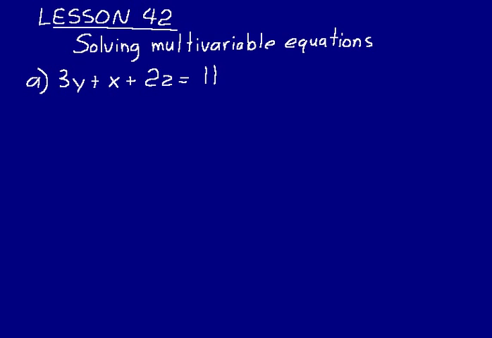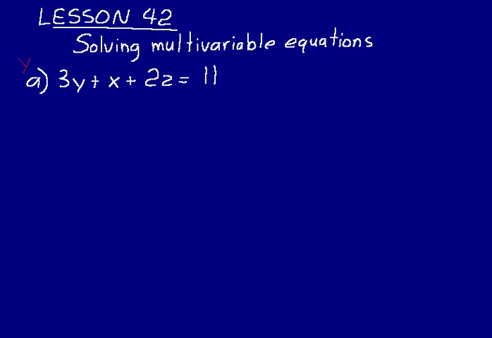Now, how are you going to solve that? It's a multivariable equation. There's more than one variable in it. So how are you supposed to solve it, and what are you supposed to solve for? Well, in the book, they will always tell you which one of those variables they want you to solve for. So for A, let's just go ahead and solve for y. That's what we'll be solving this equation for.